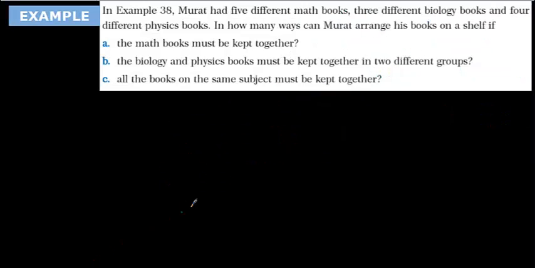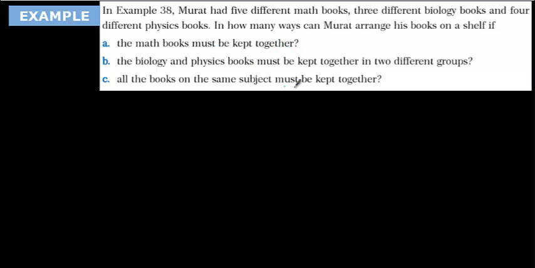Okay, in example 38, we don't know that one now. Here all the question is also written, and that's why we are going to use this text, and it's going to be enough for us. Murat had 5 different math books, 3 different biology books, and 4 different physics books. Yes, we remember this question. And in how many different ways can Murat arrange his books on a shelf, if math books must be kept together?